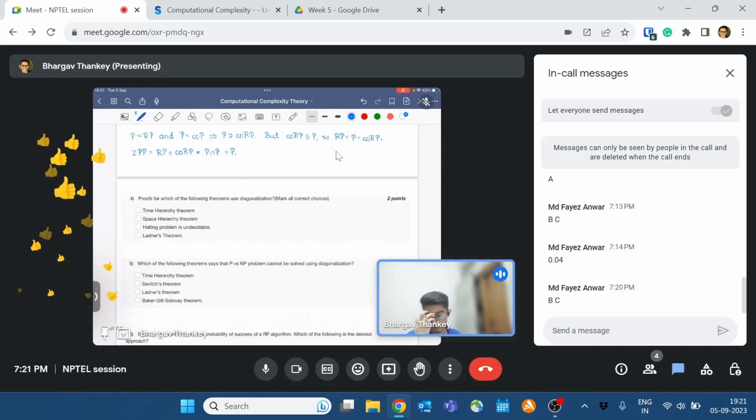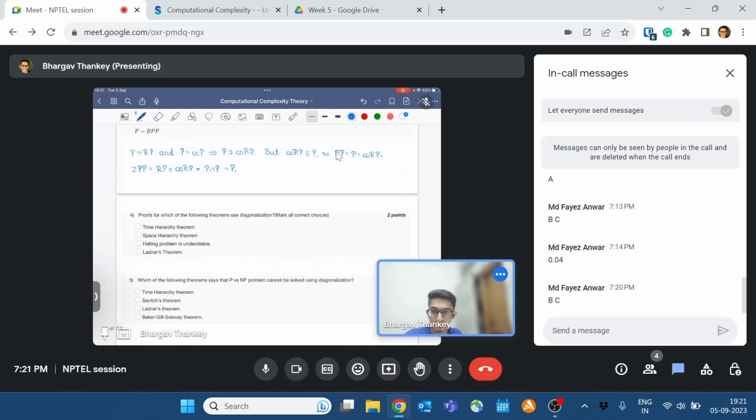So now let's look at the next problem. I think you were mentioning this, right? Yes. Proofs of which of the following theorems use diagonalization? Time hierarchy theorem, space hierarchy theorem, halting problem is undecidable, and Ladner's theorem. So what was your question about this problem? I said that all four should be correct. Okay, so you are not wrong. There is a proof of Ladner's theorem using diagonalization. In fact, the original proof given by Ladner was using diagonalization.